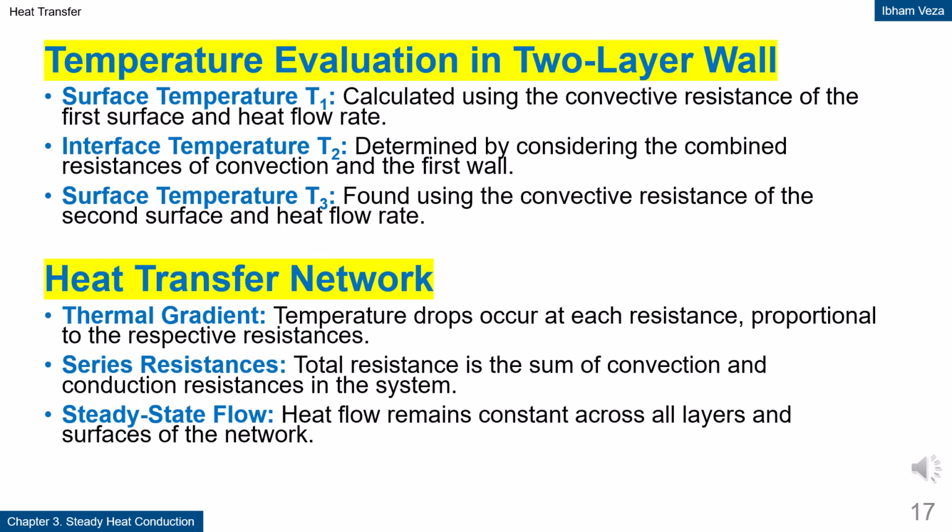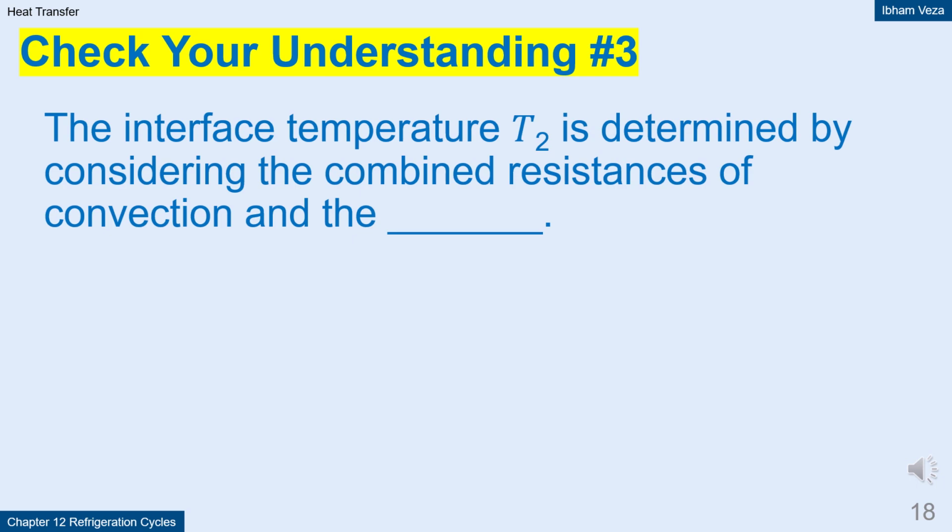Temperature evaluation in two-layer wall. Surface and interface temperatures are determined based on the distribution of thermal resistances along the heat path. Each temperature point reflects the accumulated temperature drop from the hot side. Since the heat transfer rate is constant, each temperature drop is determined only by its resistance. This resistance network provides a very clear picture of temperature distribution. This approach is very practical for multi-layer wall design analysis. The interface temperature T2 is determined by considering the combined resistances of convection and the first wall.